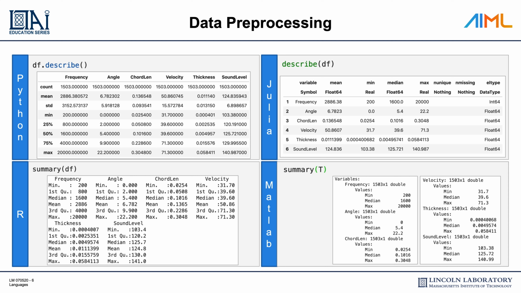Most data frames have some sort of summary function that gives you information about the columns. Sometimes it's called describe. Most have the minimum, maximum, median, and mean values. R and Python also list quartiles.